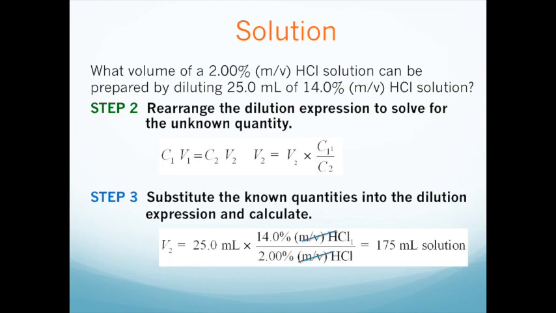So now we rearrange our expression to solve for V2. So V2 in this case is equal to V1 times C1 over C2. And therefore, if we substitute our known quantities into the expression, V2 is equal to 25 milliliters times 14% divided by 2%, which is equal to 175 milliliters final volume.